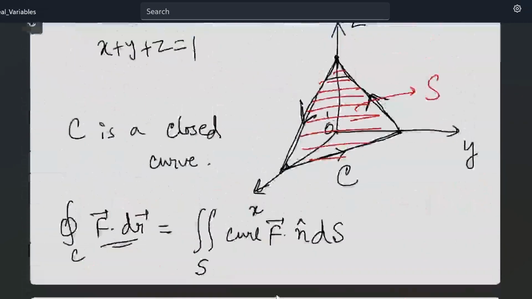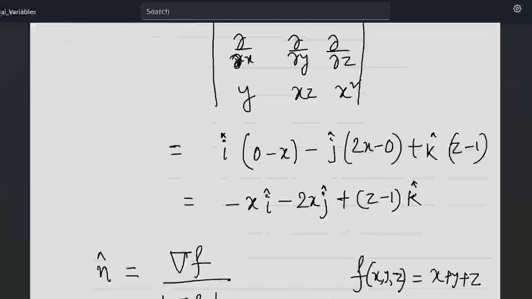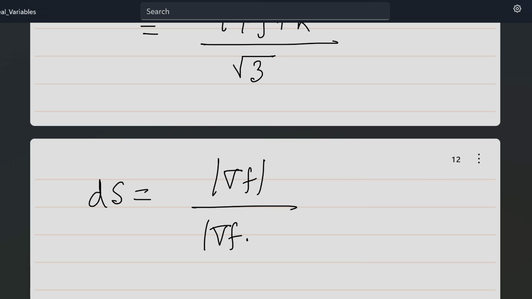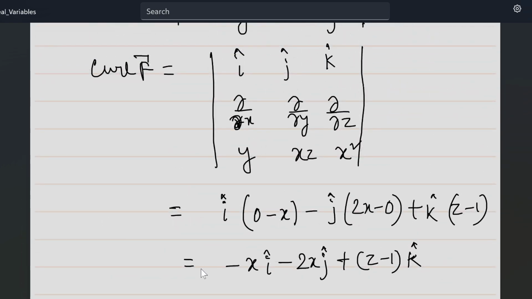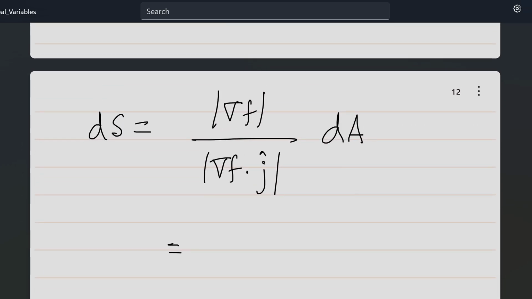So I found curl F and n hat. Now I'll find what is ds. You know the formula; I already solved some problems. It is dA divided by the component of n hat, that is grad F by mod of grad F. I am taking the projection in, suppose, the xz plane. So dA means dx dz, because I am taking the projection in the xz plane, because my curl is a function of x and z. So what is grad f?